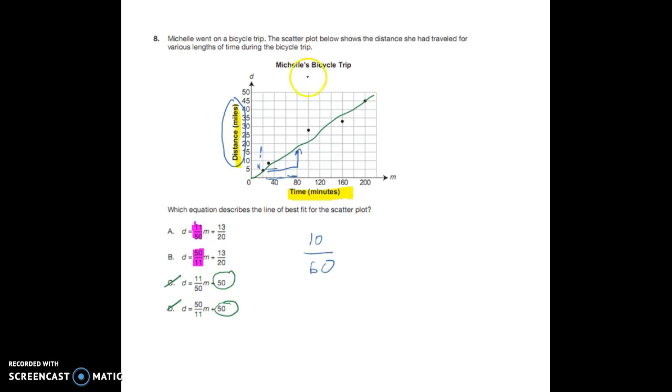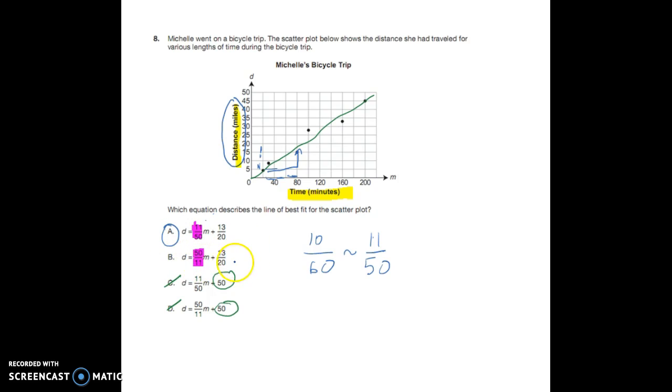So which slope is close to that? Well, the one that's close to that is the one in A. Okay? It's about 11 over 50. Okay? This sign means approximately or about. So that would be, my guess is A.